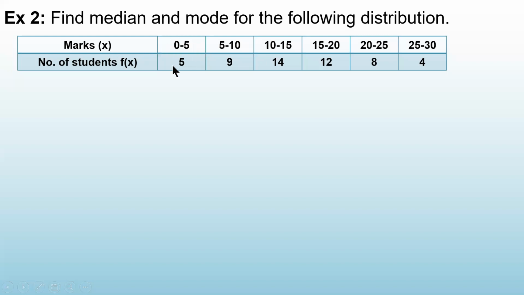This is the group data of continuous type because here the class intervals are given. Let us read the data and try to understand. Between 0 to 5, there are 5 students. I mean, 5 students are having the marks between 0 and 5. 9 students between 5 and 10. 14 students are having the marks between 10 and 15, and so on. So marks are out of 30. I mean, the range of the marks is from 0 up to 30. So this is a group data of continuous type.